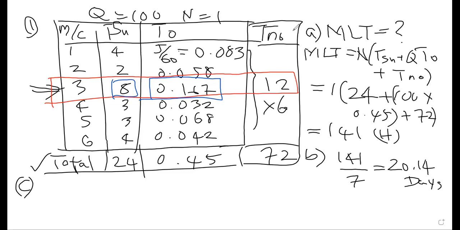So here, question C asks you to calculate the rate of production at operation 3, because once you have it, you know the rates for machines 1, 2, 4, 5, and 6 need to follow operation 3, since it has the maximum rate of production. That's why you need to calculate RP, the rate of production, at 3.